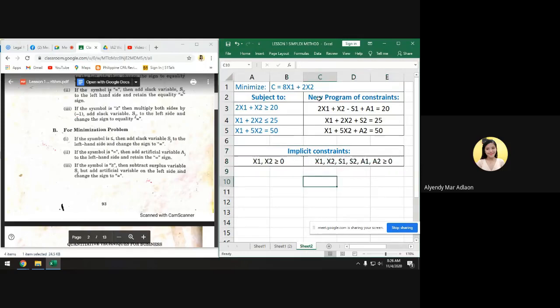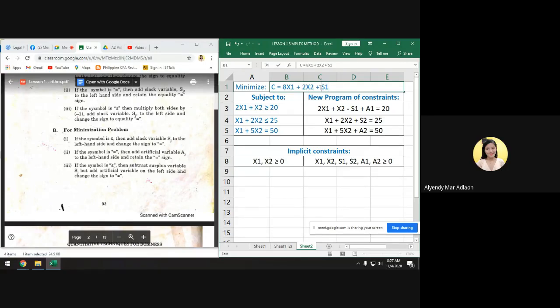Now, let us go back to our objective function. Now, since our variables were added, so dungagan pud nato ang ato ang objective function. So since nadungagan mo na og S sub 1, S sub 2, A sub 1, and A sub 2, then we will also add that here in our objective function. So let's start with plus S sub 1. Okay? S sub 1 represents the slack variable.